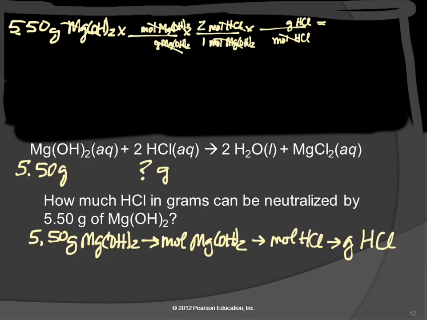And then I need to calculate molar masses. So magnesium hydroxide. How many magnesium atoms are in one of those units? Just 1, right? So 1 magnesium is 24.31. How many oxygens? 2. OH is a group, and there's 2 of them. That means there's 2 O's and 2 H's. So 2 times 16 and 2 times 1.008 for hydrogen.